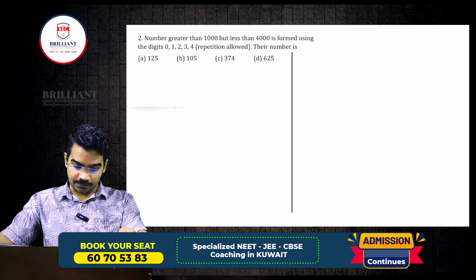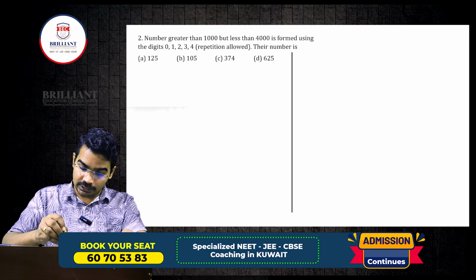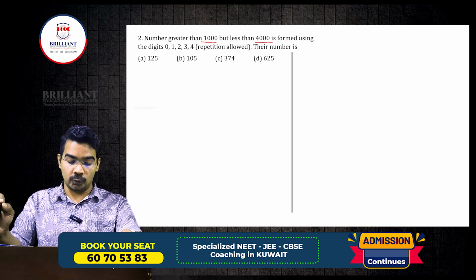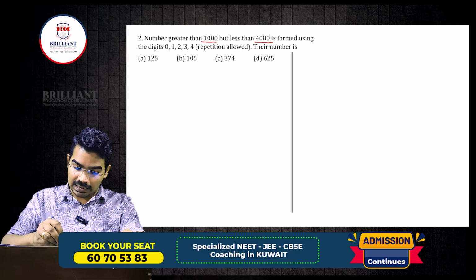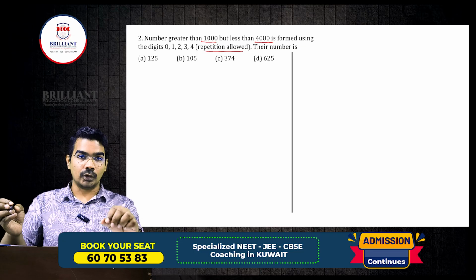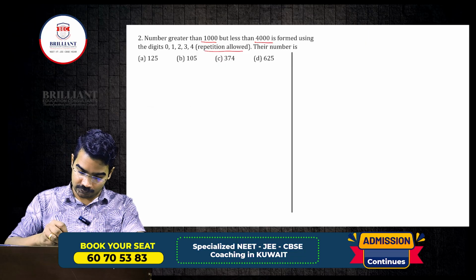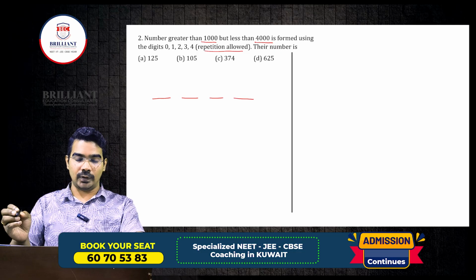So the next question. The number greater than 1000 but less than 4000, formed using digits 0, 1, 2, 3, 4. Repetition is allowed. So it is a 4 digit number because it is greater than 1000 and less than 4000. So you have 4 places to fill.